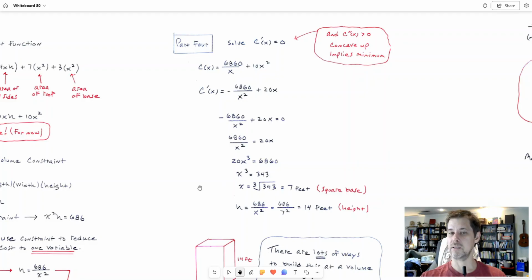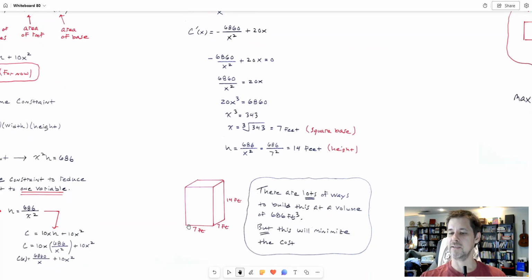So here's what I know. The square base is 7 by 7. That's how big it needs to be. You could build it different than that and still have the preferred volume, but 7 by 7 is going to minimize the cost of materials.